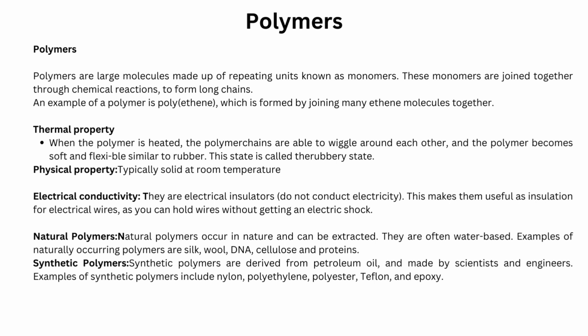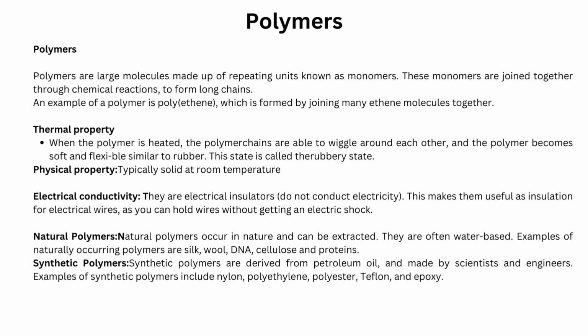Polymers are large molecules made up of repeating units known as monomers. These monomers are joined together through chemical reactions to form long chains. An example of a polymer is polythene, which is formed by joining many ethene molecules together. Now, one of the thermal properties: when the polymer is heated, the polymer chains are able to wiggle around each other and the polymer becomes soft and flexible, similar to rubber. This state is called the rubbery state.